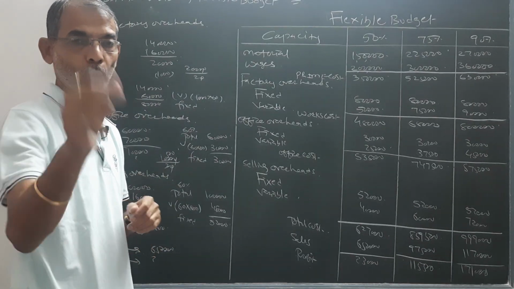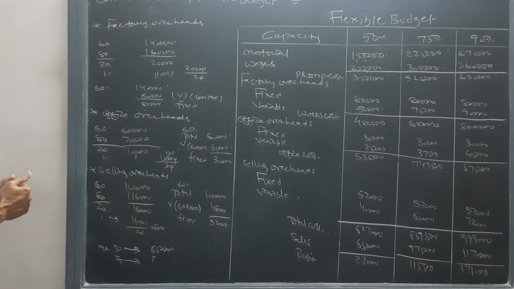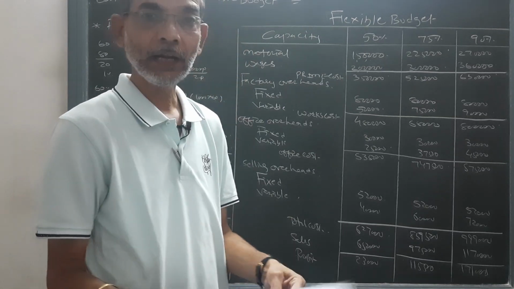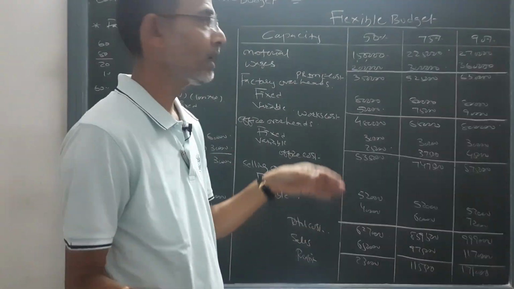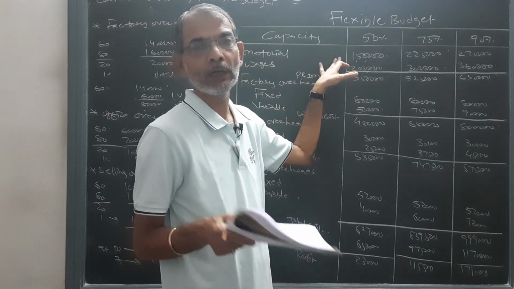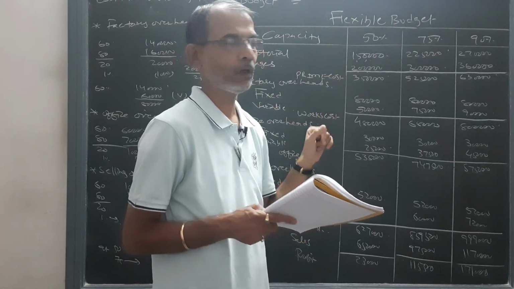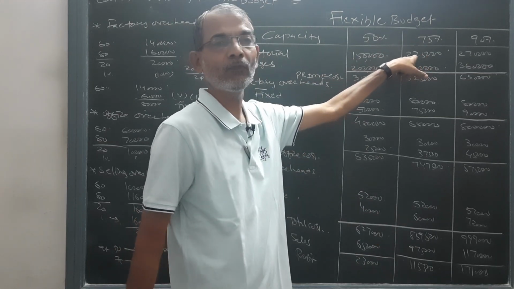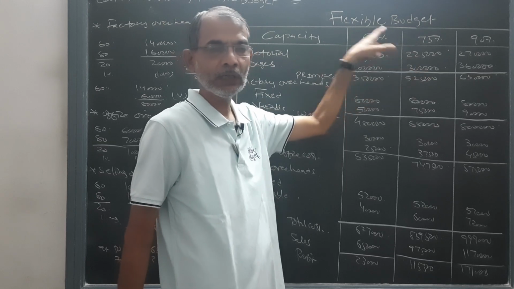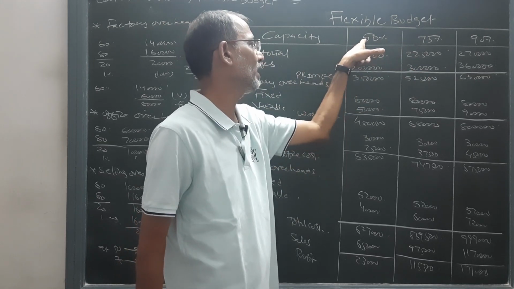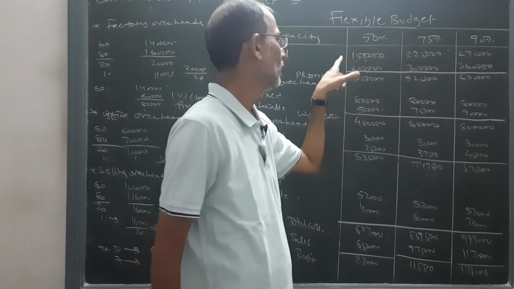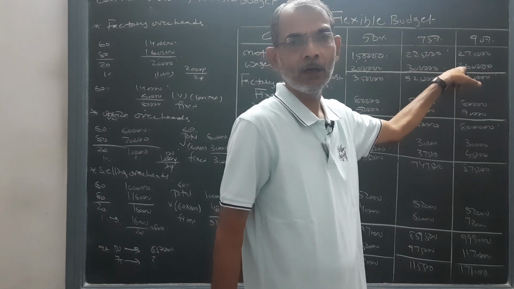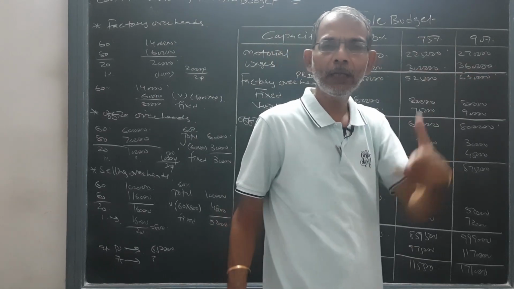Now how was everything done? Material at 100% was given, make it half of that and you will get material for 50%. Similarly wages. Now 150 divided by 50 into 75, so it will come for 75% capacity. Similarly, 2 lakh divided by 50 into 75. 2 lakh divided by 50 into 90, you will get wages for 90% capacity, and similarly material.